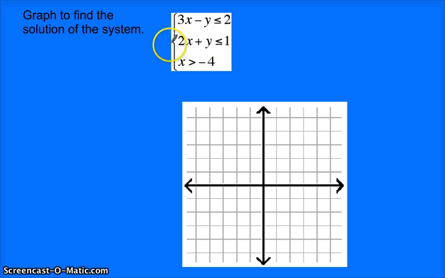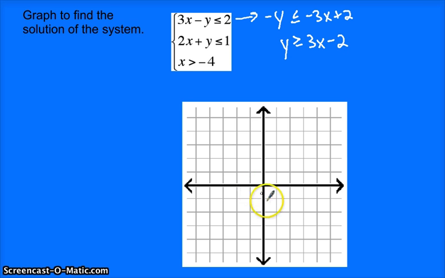So let's say we were given the system here at the top. The first thing we would want to do in order to graph the system would be to go ahead and solve these equations for y. So for the top equation, I'm going to say that negative y is less than or equal to negative 3x plus 2. And if I divide by negative 1, y then will be greater than or equal to, remember to flip your sign because we divided by a negative, positive 3x minus 2.